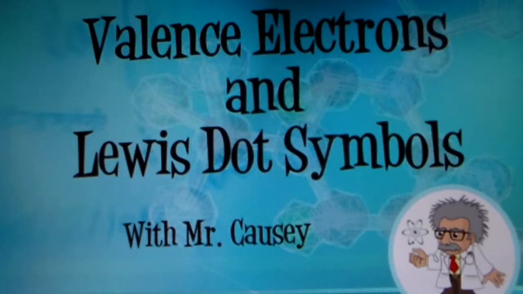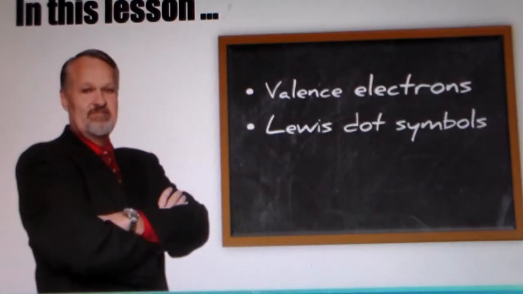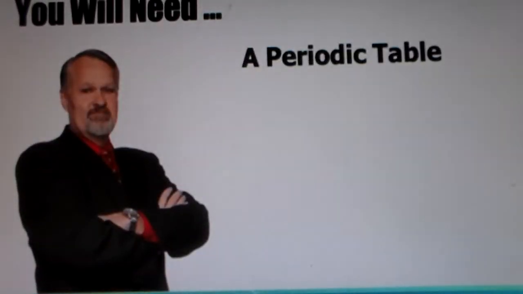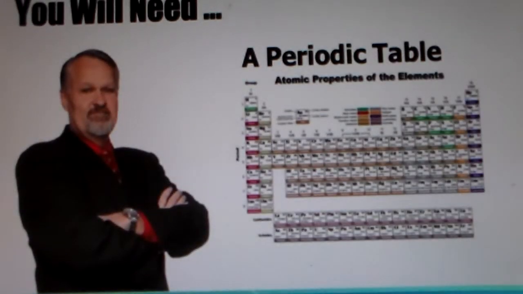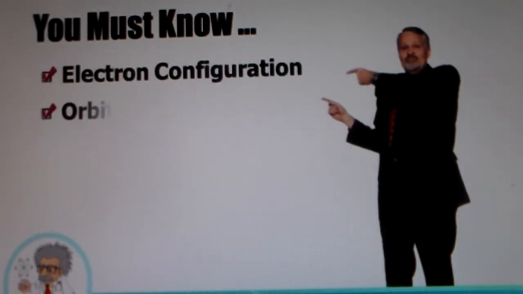Howdy everyone, this is Mr. Kazi here with another chemistry lesson, and today we're going to talk about valence electrons and Lewis dot symbols. In this lesson, we will talk about valence electrons and Lewis dot symbols. You will need a periodic table, unless you've memorized it. And remember, this is your #1 tool, so always have a periodic table available.